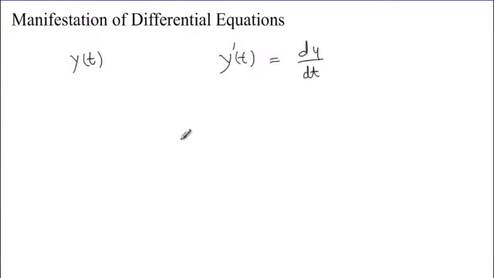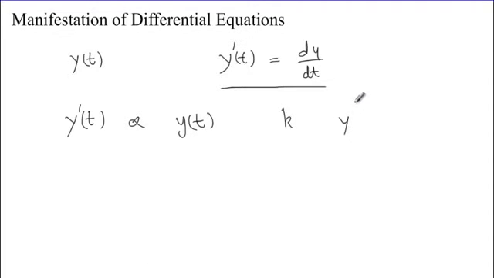So I repeat that proportionality and derivatives lead us to the first manifestation of differential equations. For example, a statement which says the rate of change of a function y of t is directly proportional to y of t. So if we say the rate of change, y prime of t, is directly proportional to y of t, then from what we've just seen, there exists a constant k such that y prime of t equals k multiplied by y of t.